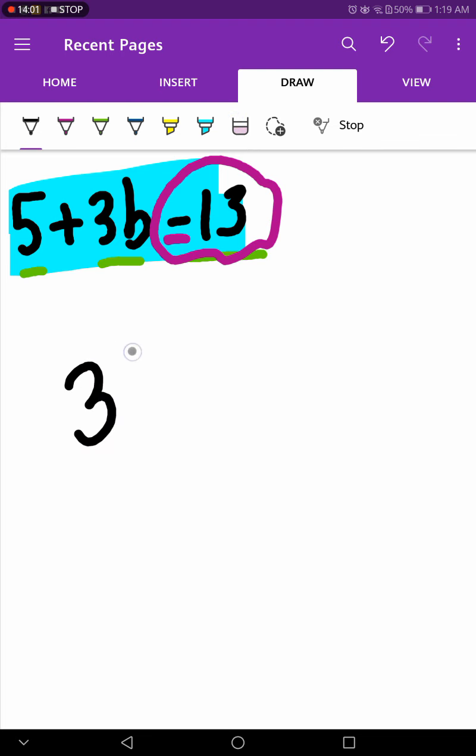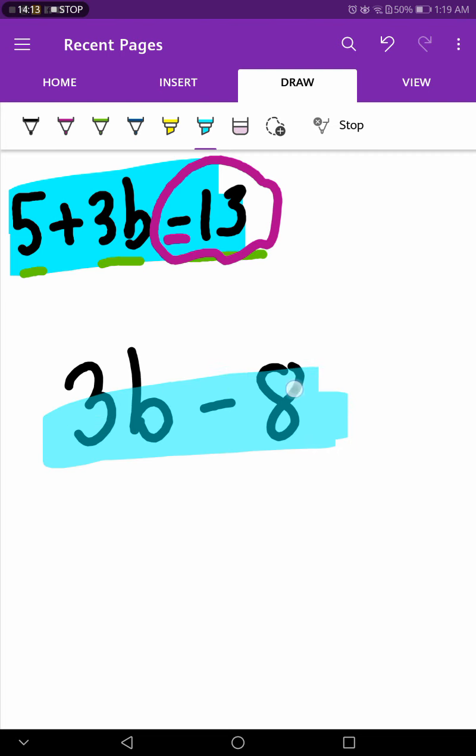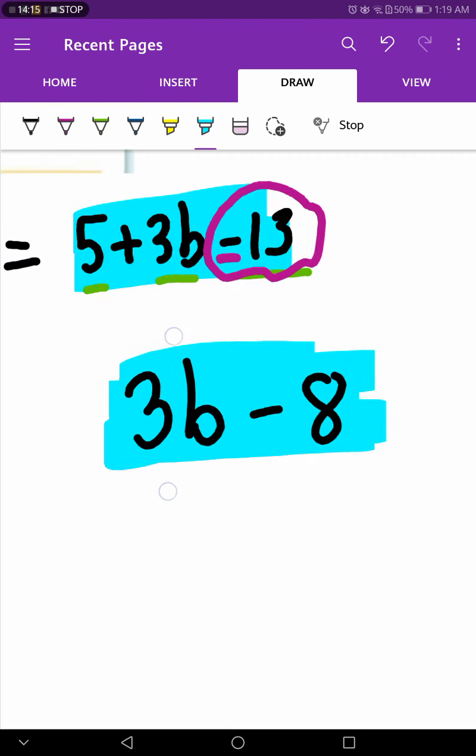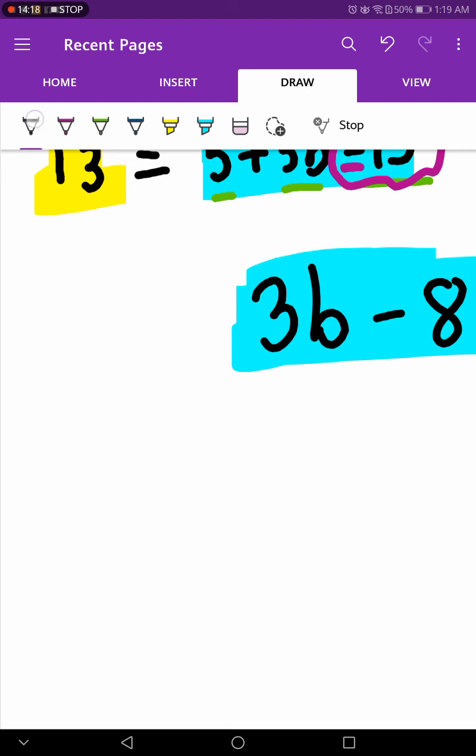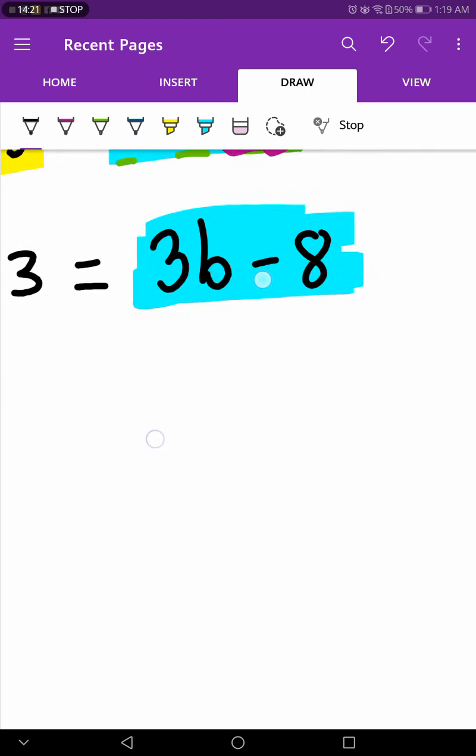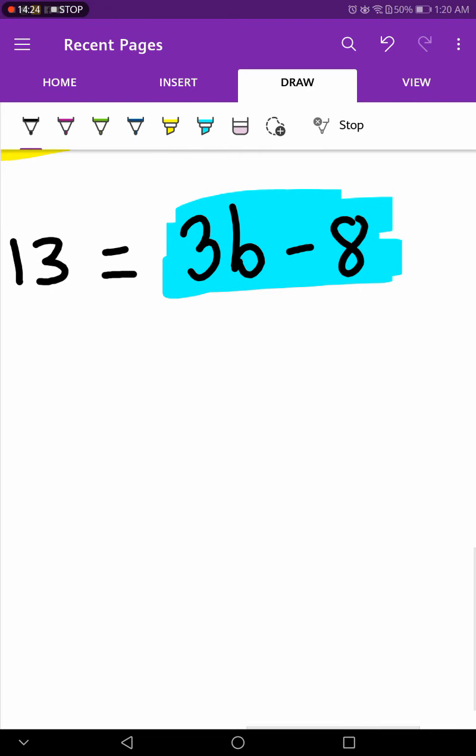So 3b -8 after I find or combine the terms. This is the right side. What about the left side? The left side, just keep watching as you see. Okay, so now from here, you know the rest.